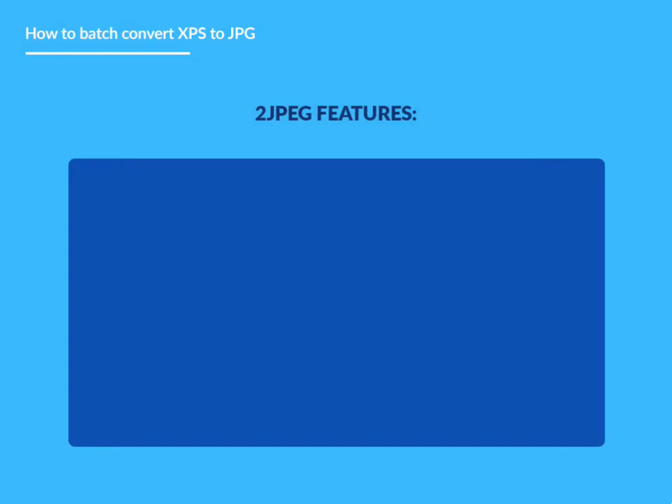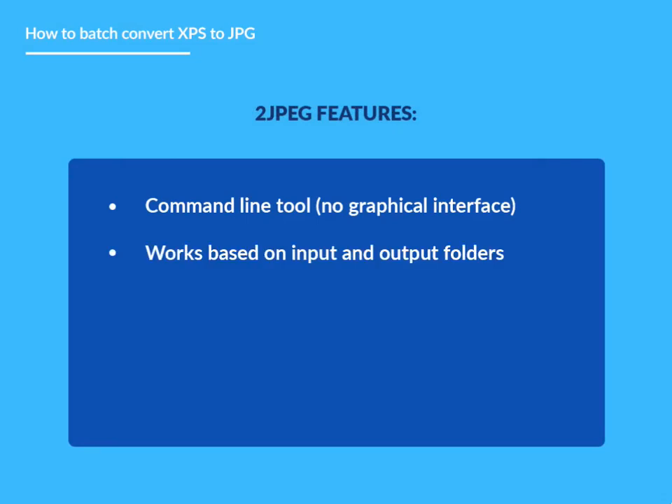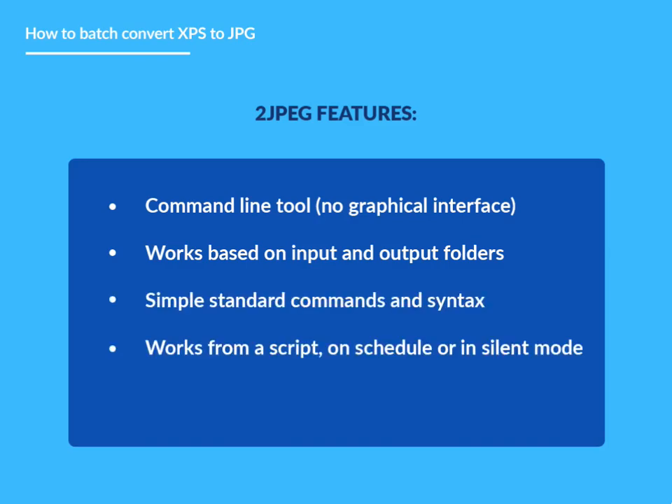2JPEG features. Command line tool without graphical interface. Works based on input and output folders. Simple standard commands and syntax. Can work from a script, on schedule or in silent mode. Can be integrated into your software or IT infrastructure.